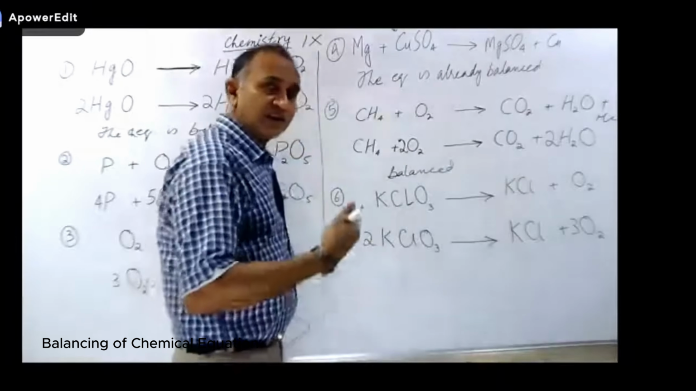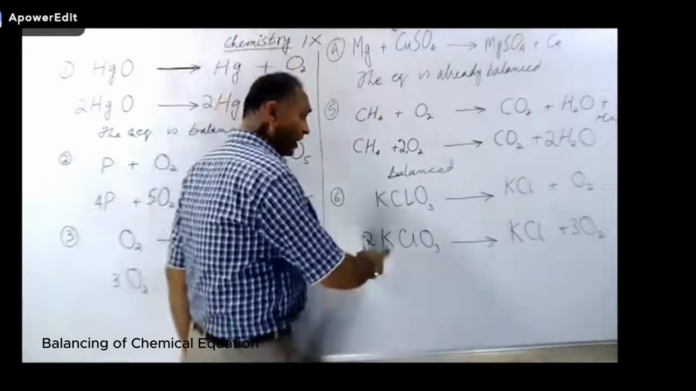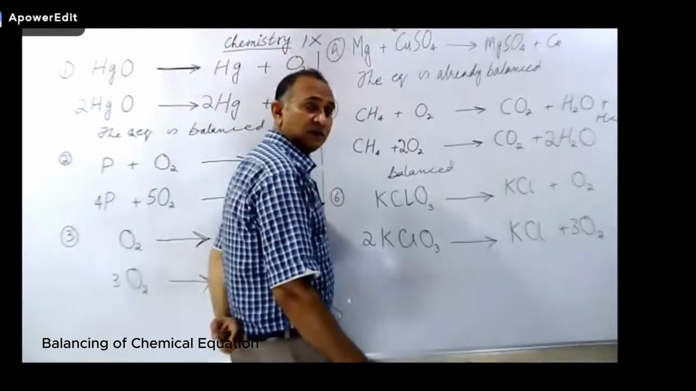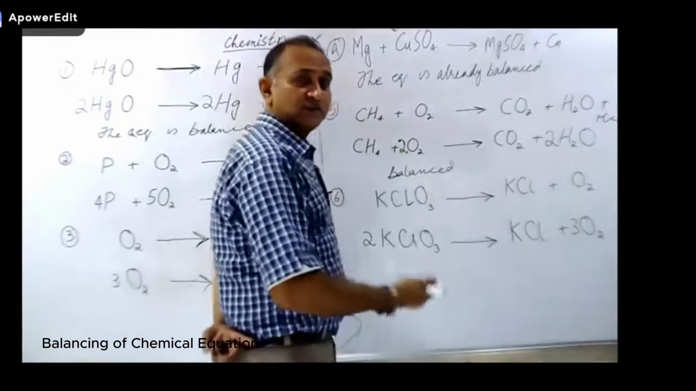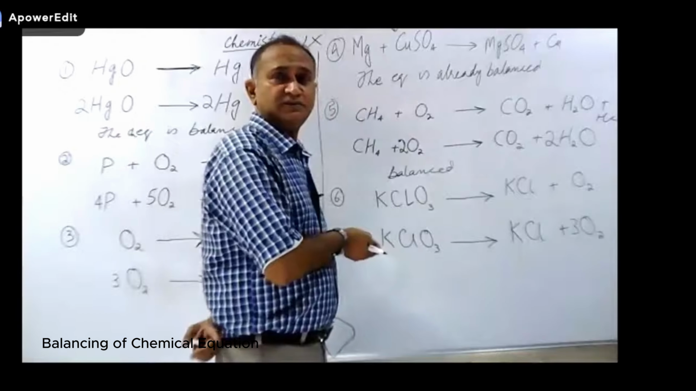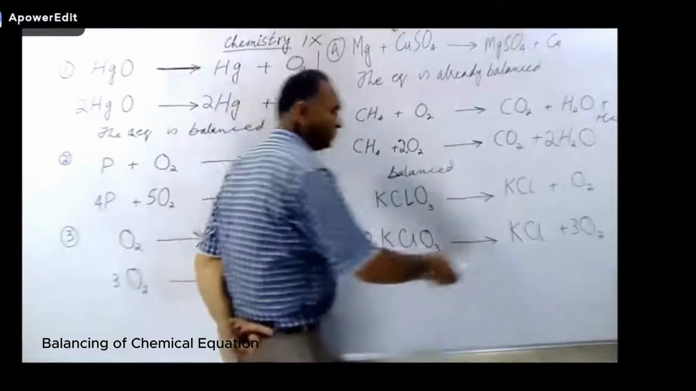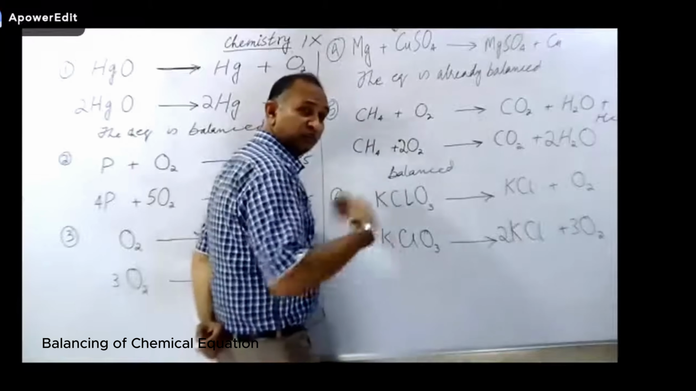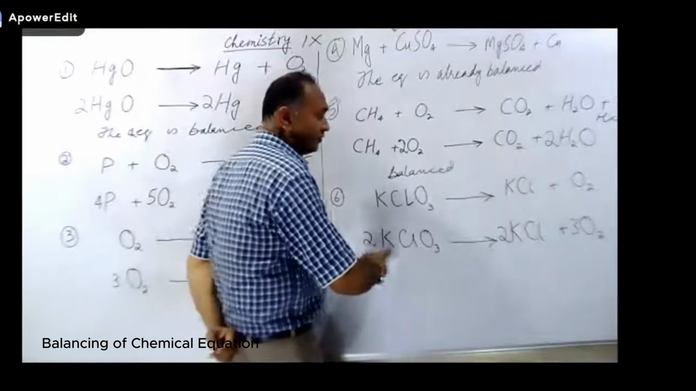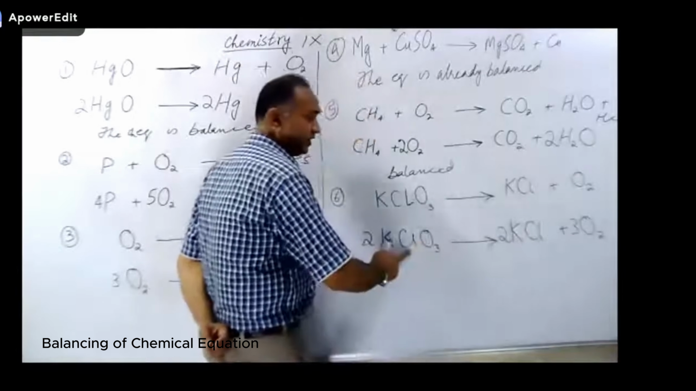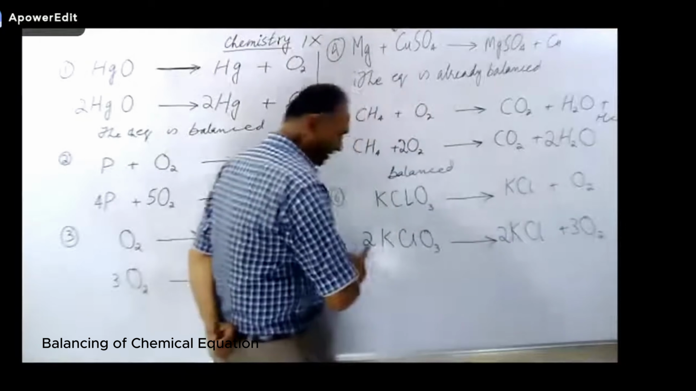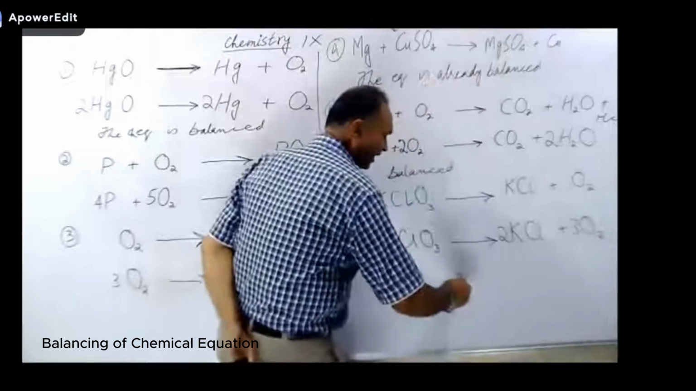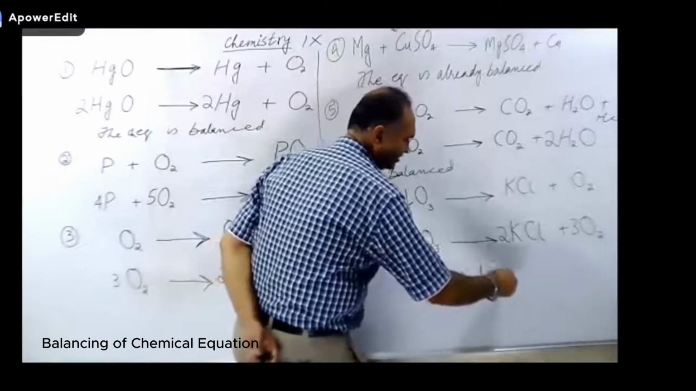So let's check it finally. 2 potassium. Oh my God, it's 1 potassium. In balancing oxygen, we have disturbed potassium and chlorine. So what will we do? We should write 2 over here. 2 potassium. Now check it finally. 2 potassium, 2 potassium. 2 chlorine, 2 chlorine. 2 3s are 6 oxygens. 3 2s are 6 oxygens. It's balanced.